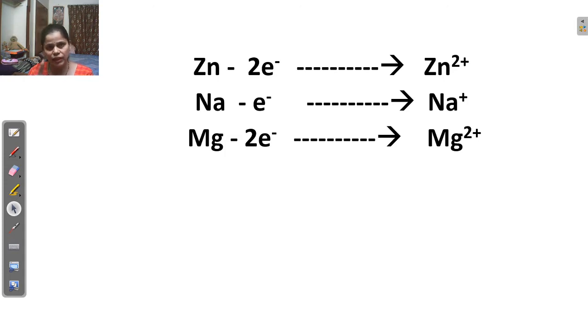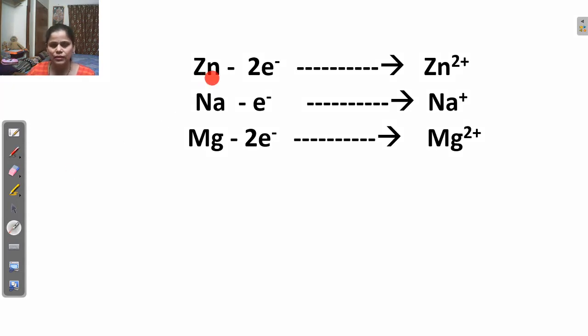That means a cation is a positive ion. If any atom accepts an electron, it forms a negative ion. If any atom loses its electron or gives it to another, it forms a cation, that means a positive ion. Positive, negative, cation, anion. Understand? So let's see the example.